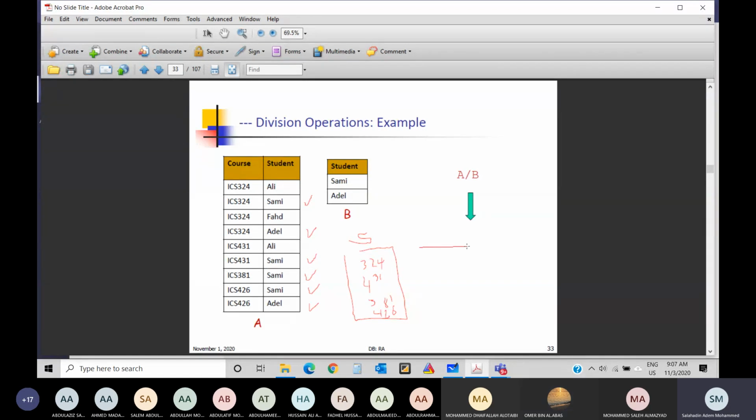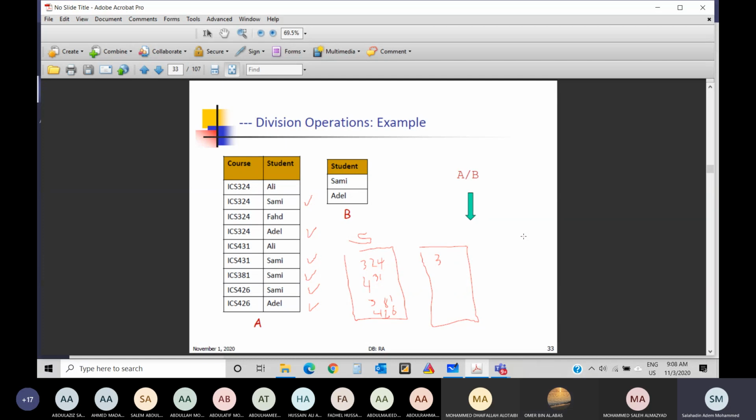Let's take the courses taken by Adil. What did Adil take? Adil took 324 and 426. He took two courses, right? Yes. Now, what are the courses taken by both of them? So you make the intersection after that. What are the courses taken by both of them? 324 and 426, isn't it? Yes. This is your output.